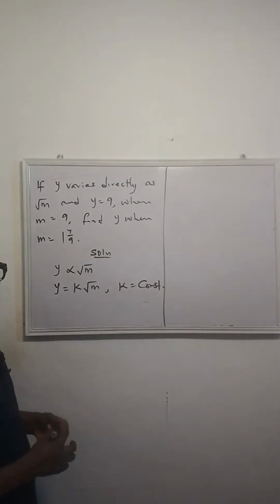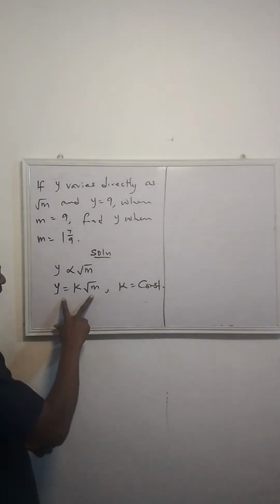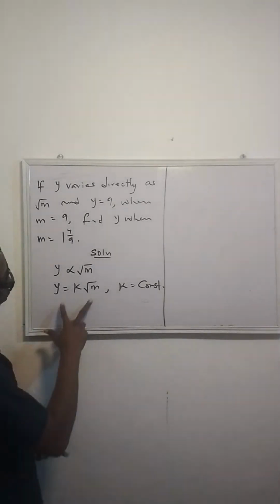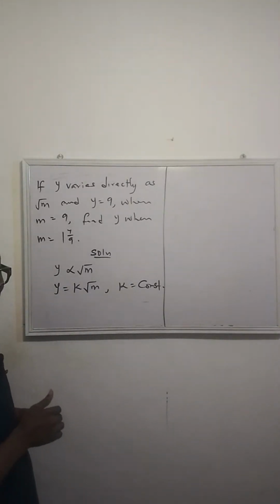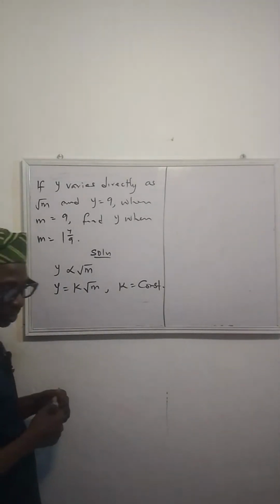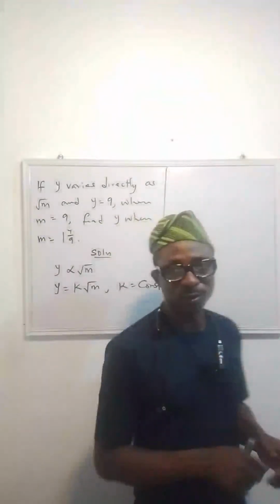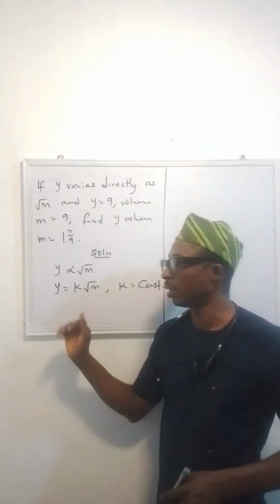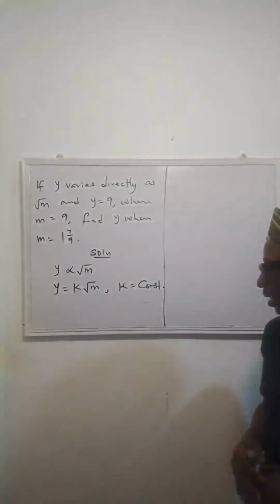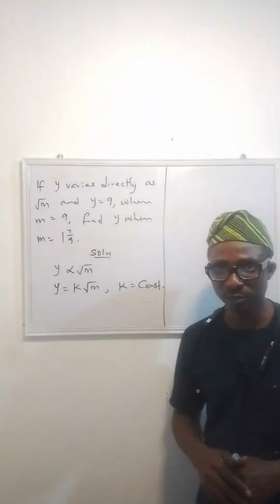So now I want you to do that. Get this proportionality constant and drop your answer in the comment section. So let us do that very fast. I want to believe you all have your books with you. So now find the proportionality constant and let me have your answer in the comment section. Now let's do that.